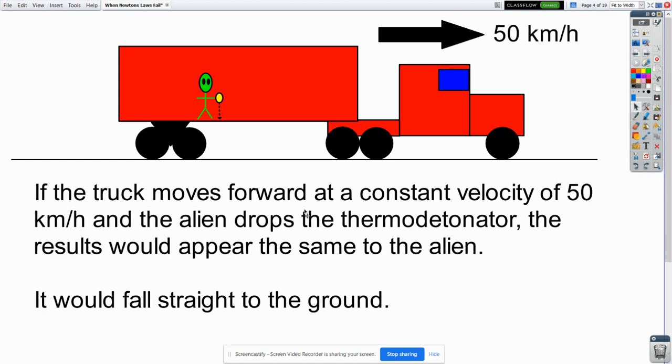Even at a constant 50 kilometers per hour, this back axle is still the same distance away from the alien, and it still stays the same distance from the alien. The cab, the tractor part of the truck, same distance from the alien, and it stays the same distance from the alien. So again, there's this perception to the person standing inside that trailer that nothing's moving. And as long as they're perceiving no motion, that thermodetonator drops straight to the ground.